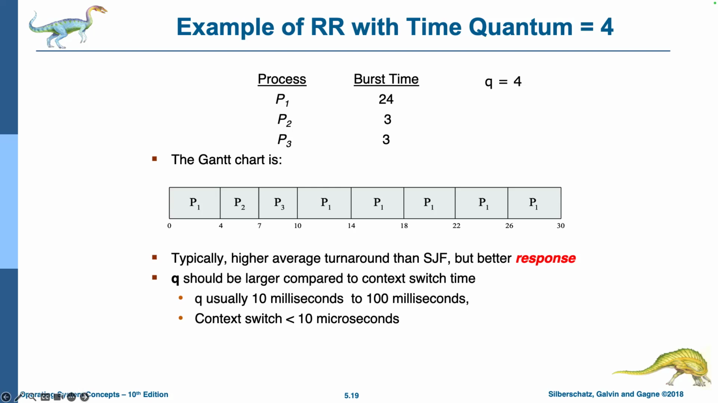And then P2 is less than the quantum, so it can finish. P3 is less than the quantum, it can finish. All the other part is P1. P1 is subject to the quantum of 4 each time until it ends. Looks good.